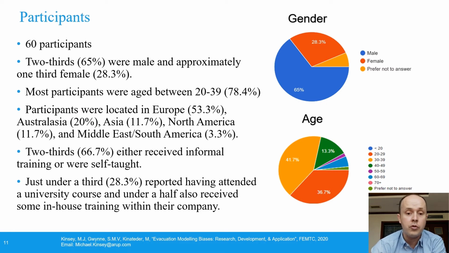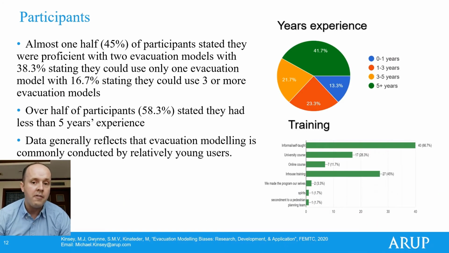2/3 either received informal training or were self-taught in how to use the evacuation models, and just under 1/3 reported having attended a university course, and under a half also received some kind of in-house training. Almost 1/2 of participants stated they were proficient in using 2 evacuation models, and just over 1/3 stating they could only use 1 evacuation model. Over half of participants stated they had less than 5 years experience. So again, this highlights the fact that we're dealing with not only a young population but a fairly inexperienced population when we consider other forms of engineering.